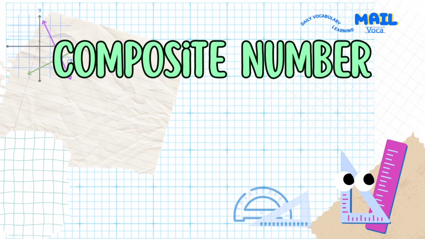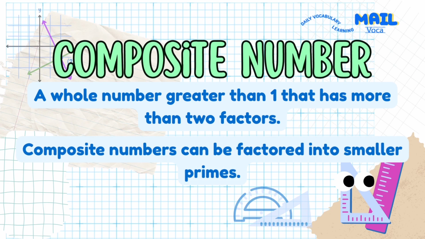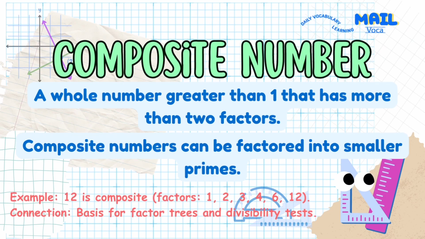Composite number. A whole number greater than 1 that has more than 2 factors. Composite numbers can be factored into smaller primes. Example, 12 is composite. Factors 1, 2, 3, 4, 6, and 12. Connection, basis for factor trees and divisibility tests.